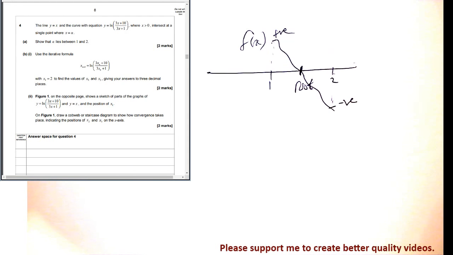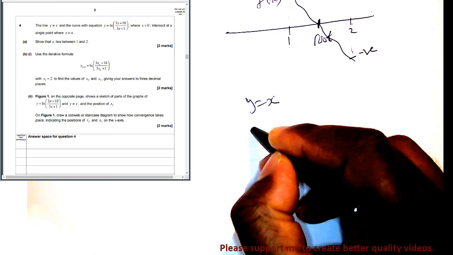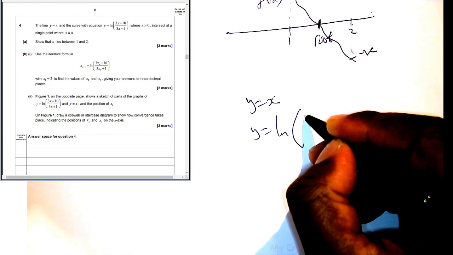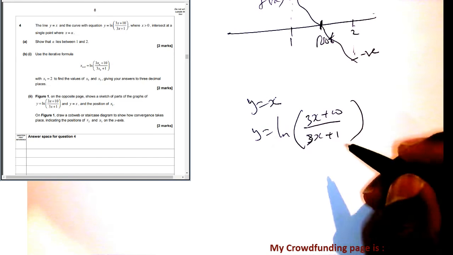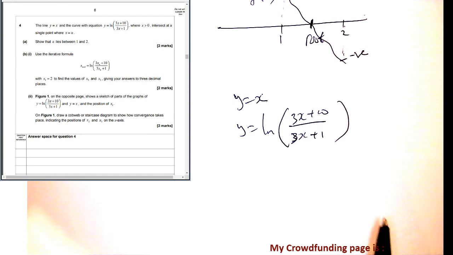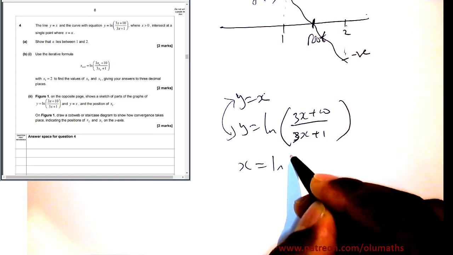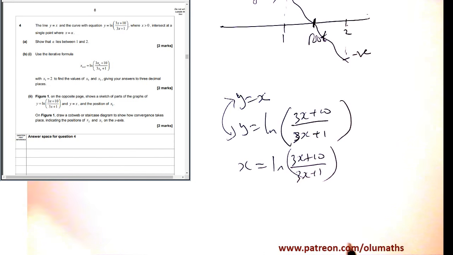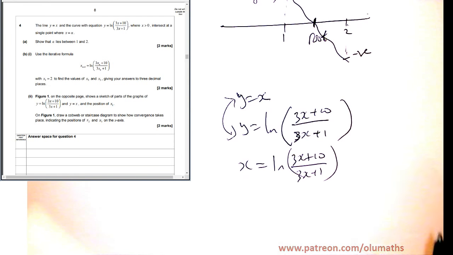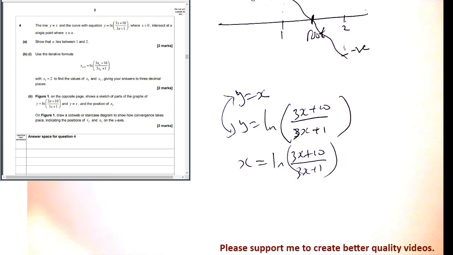So the question is, the root of what? We need to know. So let's start by writing out the question: y equals x and y equals ln of 3x plus 10 over 3x plus 1. And they've said these two meet at a point. For them to meet, that means we equate them together. So that means x equals ln of (3x plus 10) over (3x plus 1). What I simply did was to say this equation equals that equation. And therefore, if that's the case, when you move all of this to the left-hand side, it should be x minus ln of all that to be 0.